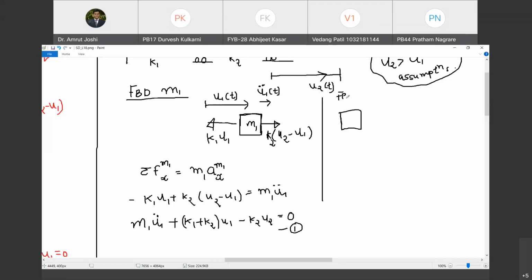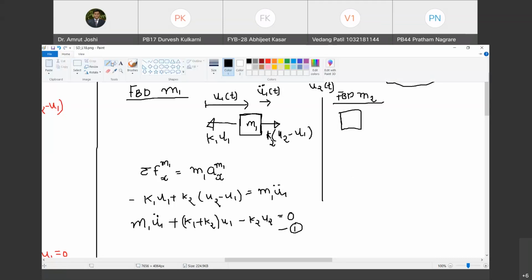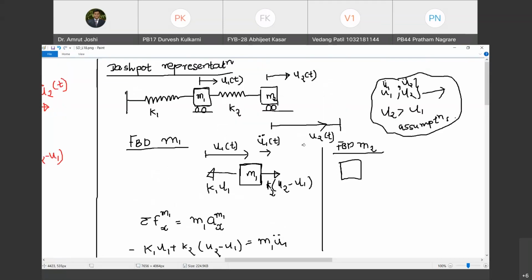Now let me draw the free body diagram of mass m2. So how will the free body diagram of mass m2 come? Tell me. See, this spring is in tension, therefore it is going to pull the mass. Do you agree with me? It is going to pull the mass by what force? k2 into bracket u2 minus u1, and its acceleration is u2 double dot towards right.